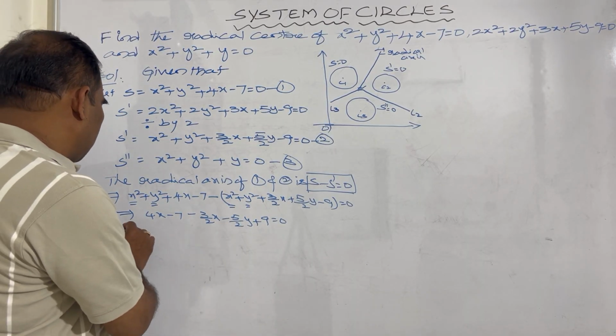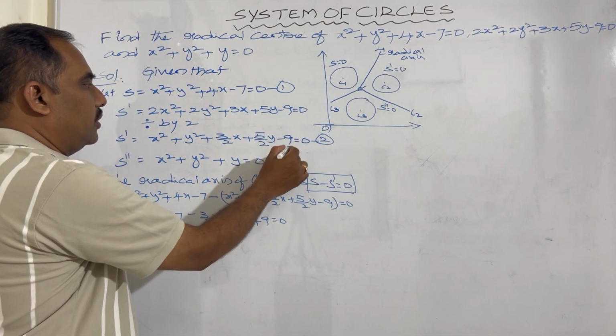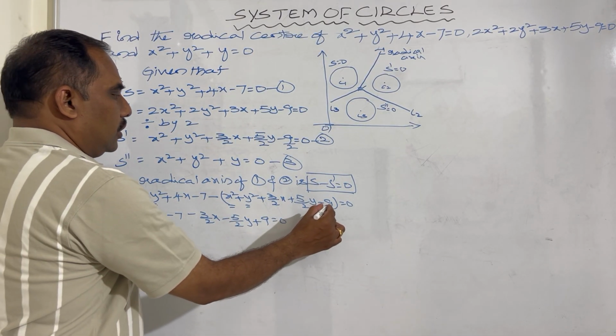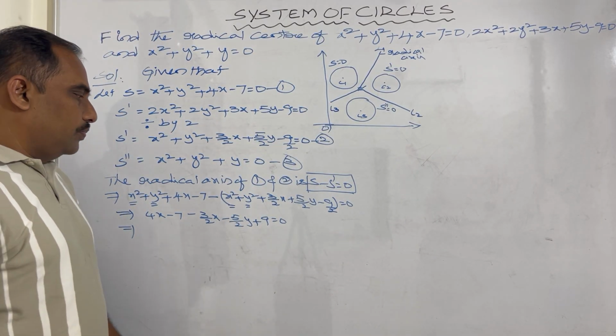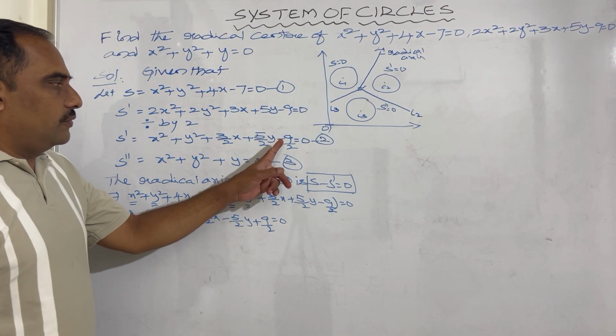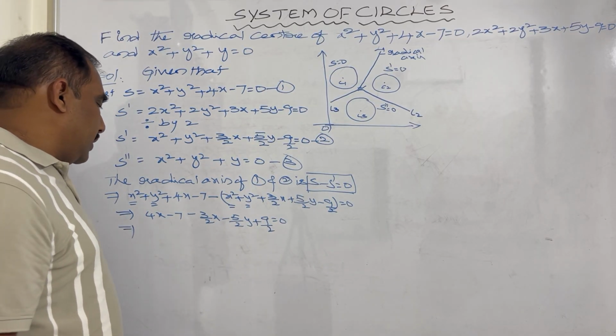Now by taking the LCM, the LCM is 2 here. When you divide by 2, this also becomes 9 by 2, because the constant must also be divided by 2. Throughout the equation you have to divide by 2. So this also becomes 9 by 2. Carefully observe that this is minus 9 by 2, and here also minus 9 by 2.